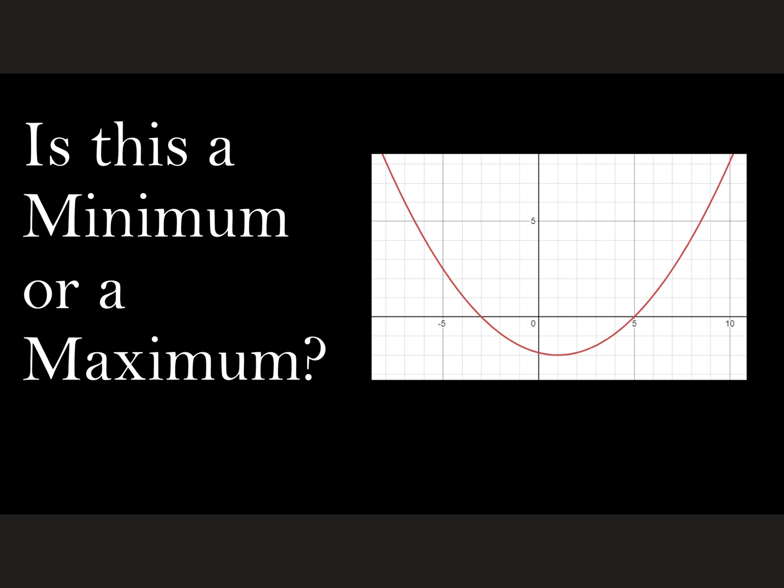So is this a minimum or a maximum? Well, this one is a minimum because the vertex is at the bottom of the parabola. So this is the lowest it can go. And it looks like, what is it? Looks like the minimum is a -2. It sits right there where the y equals -2.